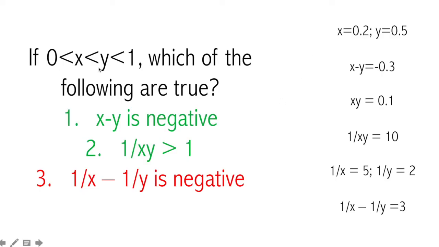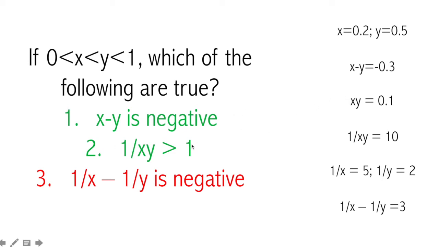You take two values x and y that fit these conditions. We take 0.2 and 0.5. It does not need to be this way. It can be any two numbers that are between 0 and 1, but y needs to be the greater value. So for this question, I've taken x as 0.2 and y as a greater value, 0.5. Both of them still lie between 0 and 1. For the first statement, it says x minus y is negative. So 0.2 minus 0.5 is negative 0.3. It is negative, so 1 is correct.